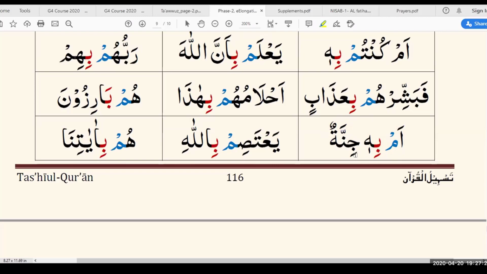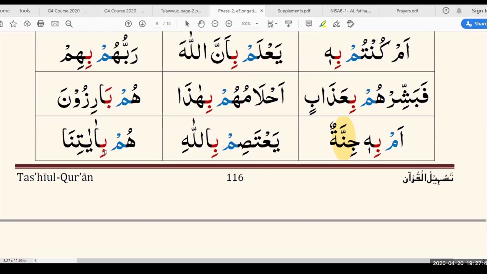Bihi jannatun. Yes, good. Noon was much better. This is still a little bit too short. Let's see how you do on the next word. Read this one, please. Yahtasim billahi. Very good, mashallah. And next one.